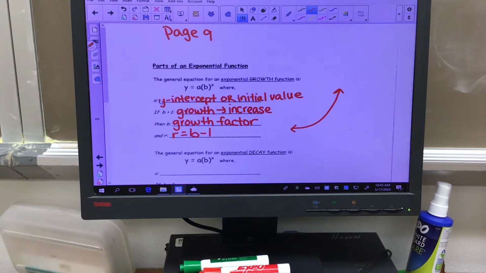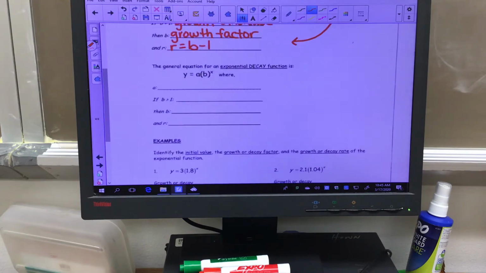The general equation for an exponential decay looks exactly the same. The a is the y-intercept, or the initial value. So now b will not be greater than 1. B won't be negative either. B is going to be in between 0 and 1. So it's going to be a decimal less than 1, and it's going to decrease. So when we graph it, it's going to look like this.